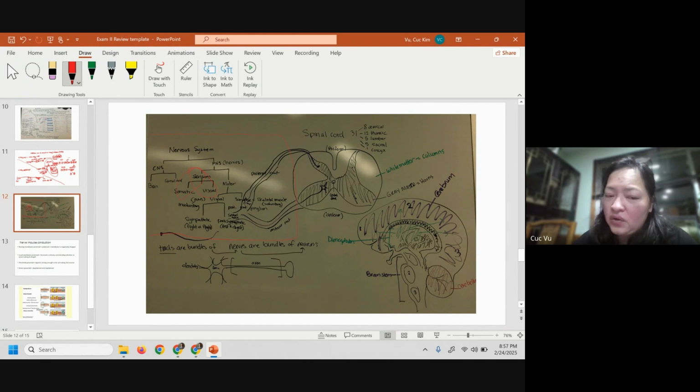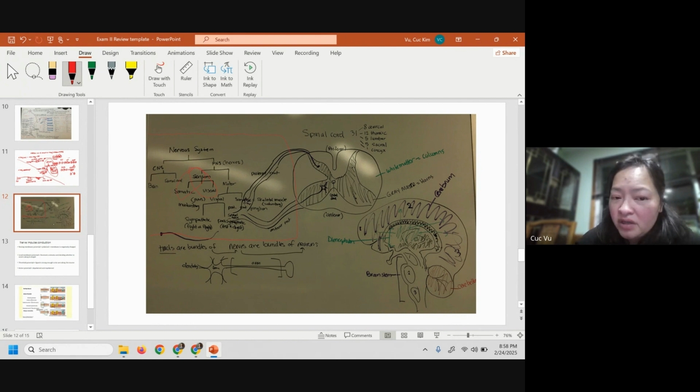Okay, so somatic is like the touch receptors, being able to detect temperature outside, pressure, and such. But visceral sensory is the inside of your body. It also sends messages to your brain. Okay, so that's sensory. Sensory just means it's going from peripheral to central.